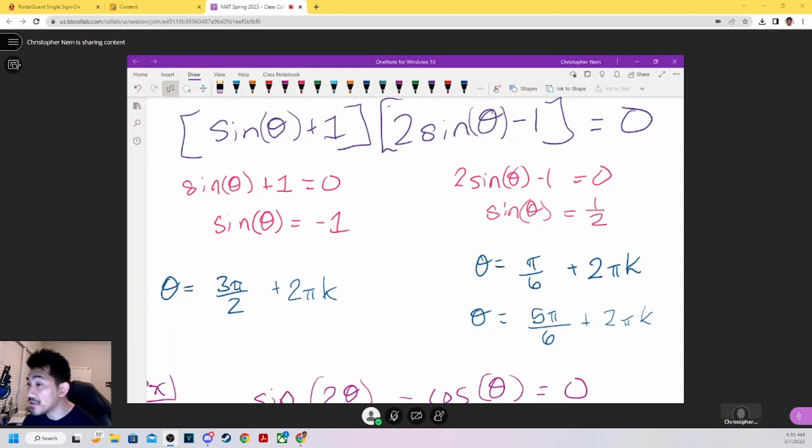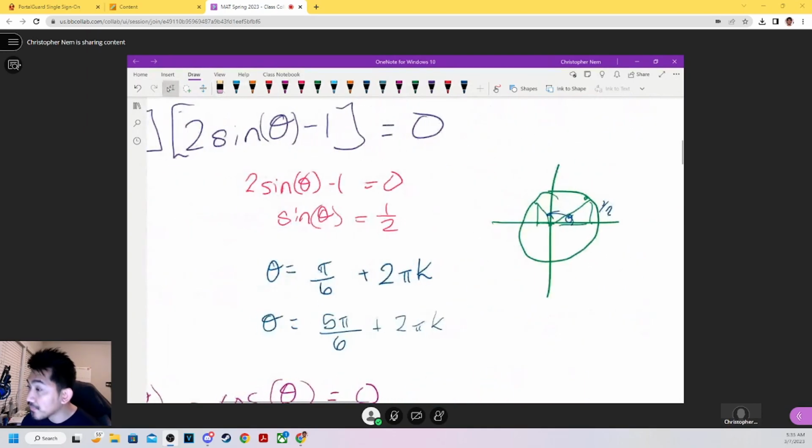Similarly, I have another set of infinite solutions over here, whereas pi over 6 plus 2 pi k and 5 pi over 6 plus 2 pi k. How did I get 5 pi over 6? So if I look at my unit circle right here, I know that sine theta is equal to 1/2. These are my y values at 1/2. I have to figure out what the angle measurements are for them. So the first one's pi over 6 because this should be 30 degrees if we turn it to degrees, and your opposite is 1/2. So it's going to correspond to the lower angle measurement.